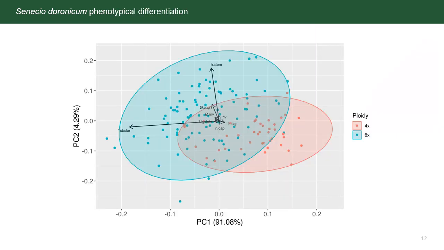Overall, this is a simple PCA, principal component analysis, to see how the morphological components play together. As you can see, the tetraploid's morphological space, encompassed by the red ellipse, is almost completely contained within the octoploid morphological space. This is to say that the octoploids are more variable and contain more character combinations than the tetraploids. And the main axes of variation are, as you can see on the plot, the number of tubular florets and the height of the stem.